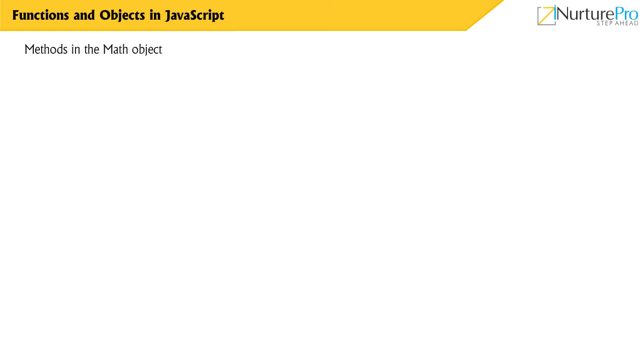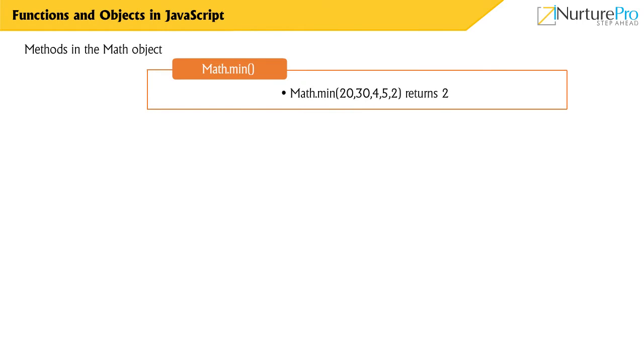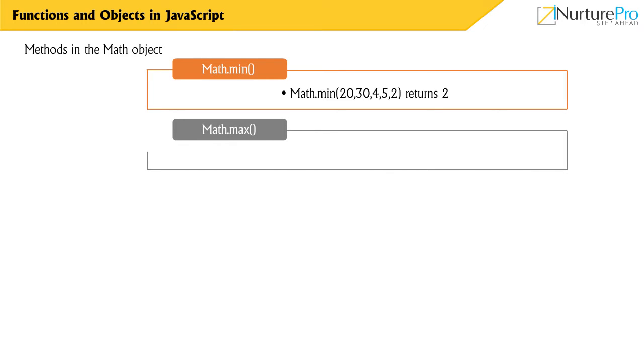The methods in the Math object are Math.min, which displays the minimum value in the argument list. Example: Math.min(20, 30, 4, 5, 2) returns 2. Math.max displays the maximum value in the argument list. Example: Math.max(20, 30, 4, 5, 2) returns 30.